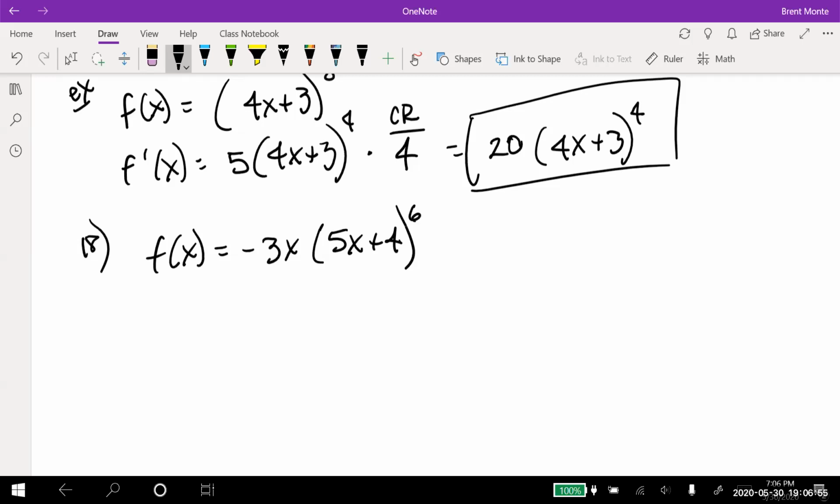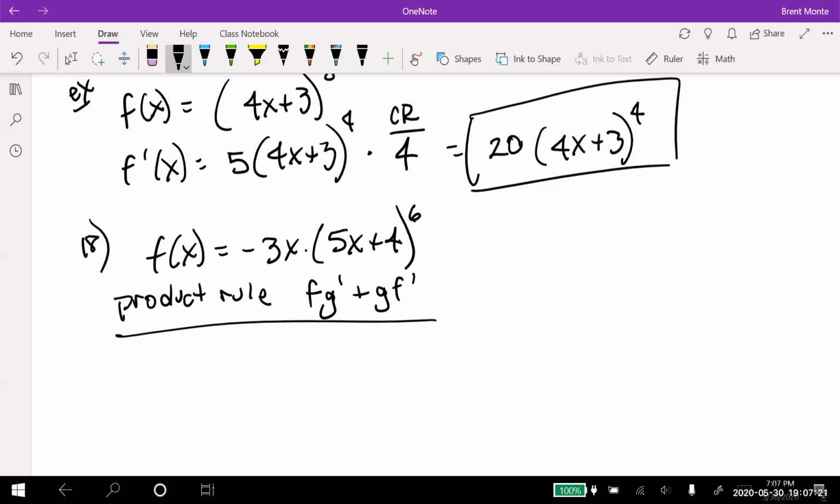Now, to take the derivative of this, I have to use the product rule because that negative 3x, and notice that other piece has an inside function. The 5x plus 4 is the inside function. So this is product rule. And remember the product rule, first times the derivative of the second plus the second times the derivative of the first. All right, let's do it.